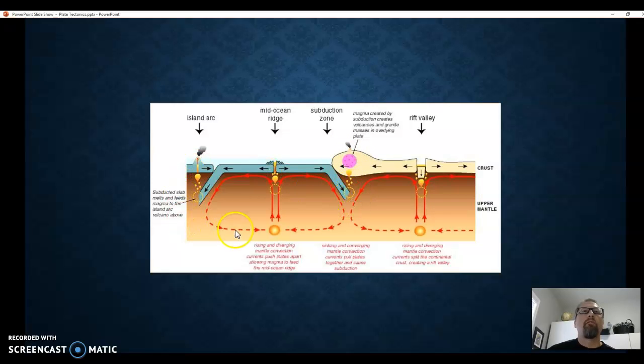Okay. There's some other features that are going on here, island arcs, and different things like oceanic crust collides with oceanic crust, but I'm not going to focus on that. Right now I'm focusing on the mid-ocean ridge and the subduction zone. Okay, so these convection currents are what's driving that.